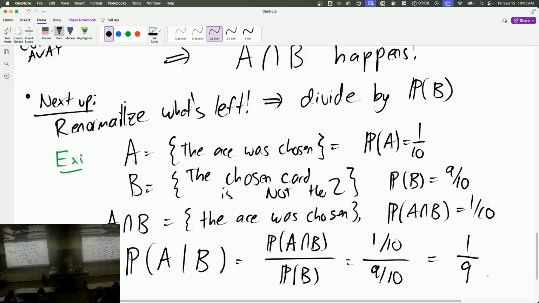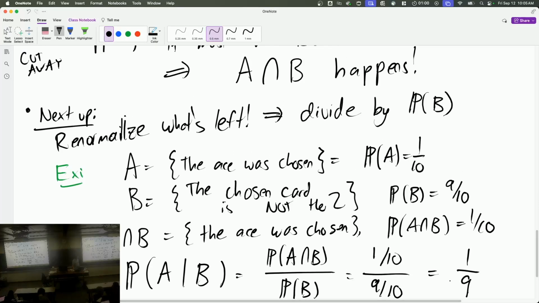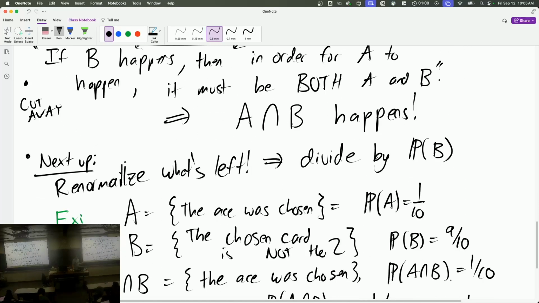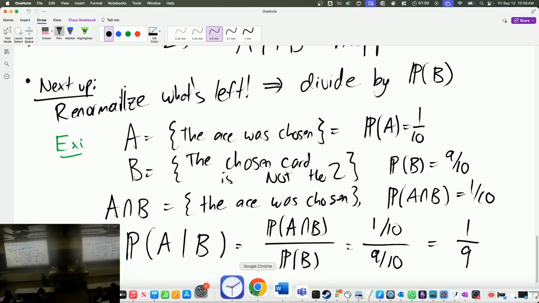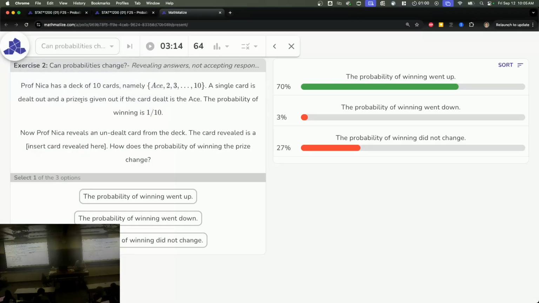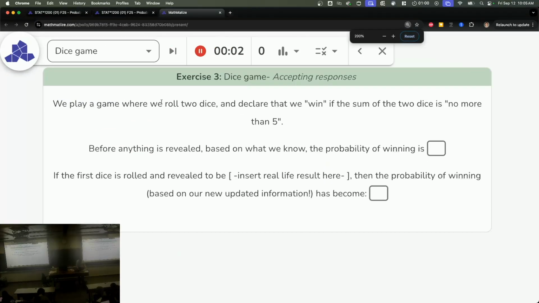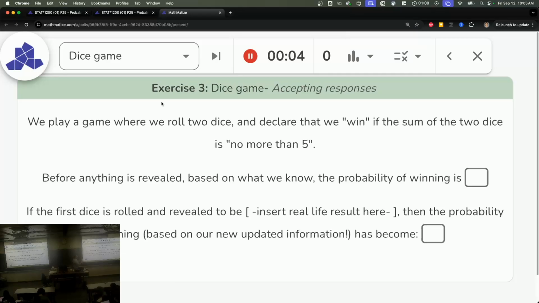Okay, let's do a harder one where you're going to have to use the formula or figure out what's going on with dice instead of cards. And that's going to be in Mathematize. Dice game. Okay, so here we go. We have the two dice, and we're gonna roll the 2 dice, and you win the game if the sum of the dice is no more than 5. Before anything is revealed, we know the probability of winning is blank. This is the kind of calculation we did on the first day. What's the chance if you roll 2 dice that it comes out to no more than 5?